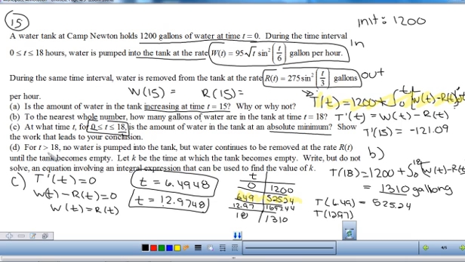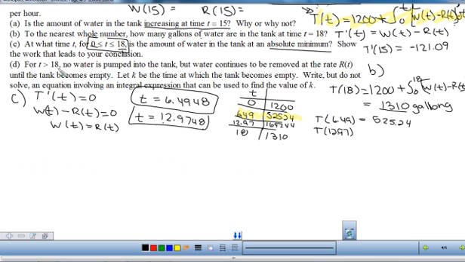Part D says, for t greater than 18, no water is pumped into the tank, but water continues to be removed at a rate of R(t) until the tank becomes empty. Let K be the time at which the tank becomes empty. Write, but do not solve, an equation involving an integral that can be used to find the value of K.